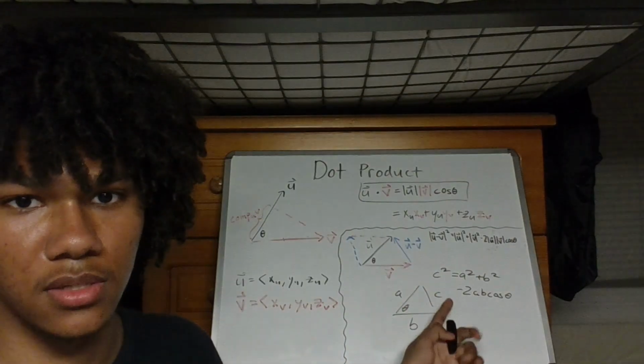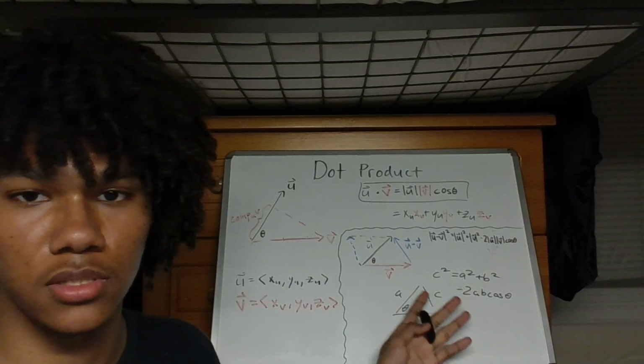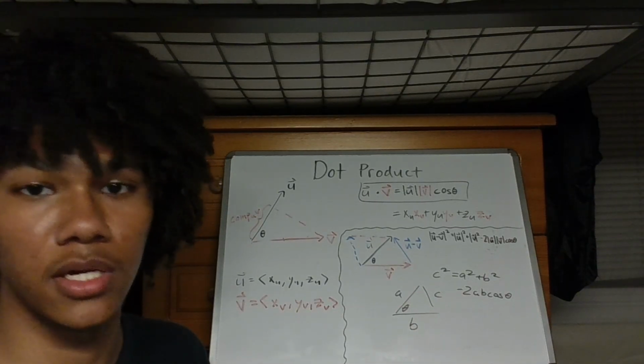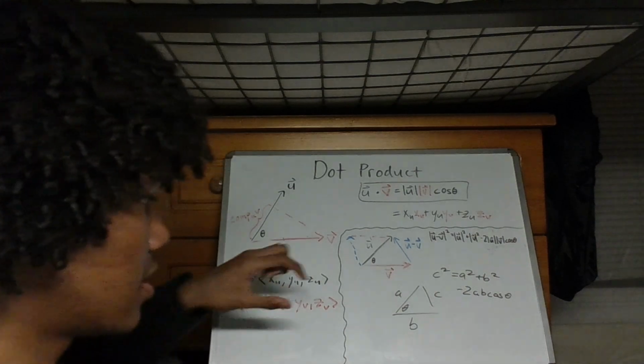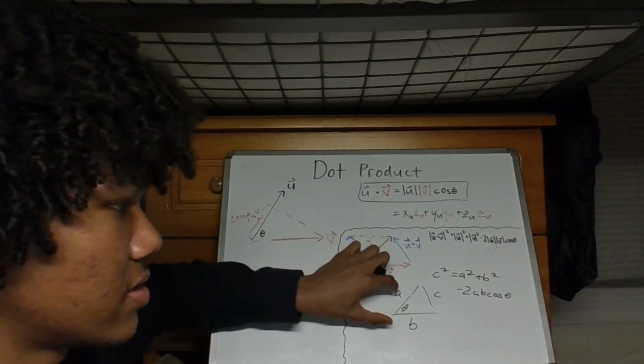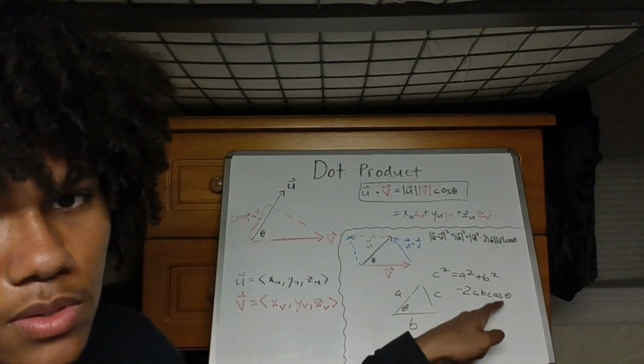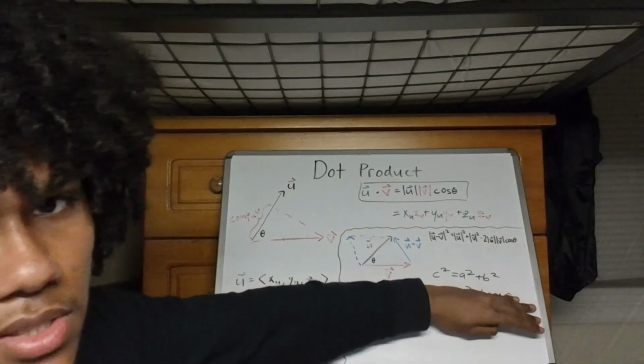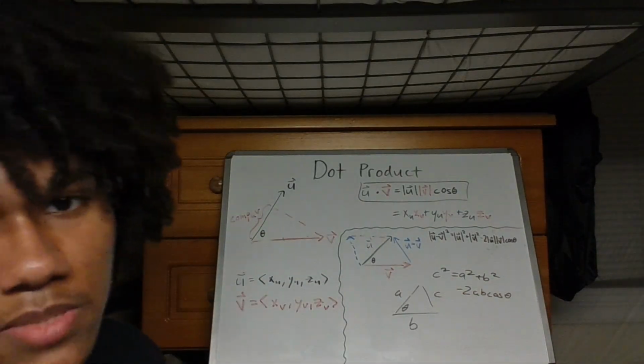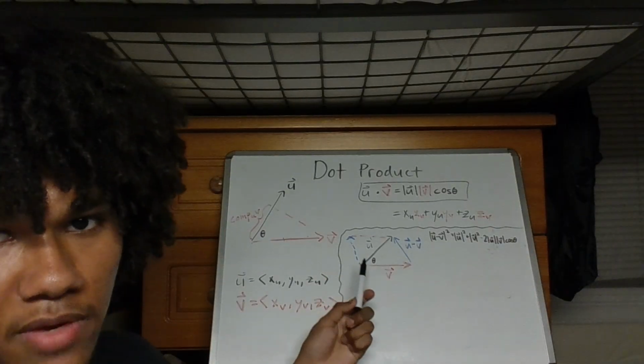If you don't know this, it kind of looks familiar to the Pythagorean theorem, and it could lead to the Pythagorean theorem if you just made this angle equal to 90. Cosine of theta would equal 0, and then you just have c squared equals a squared plus b squared. I want to put it into the world of vectors.